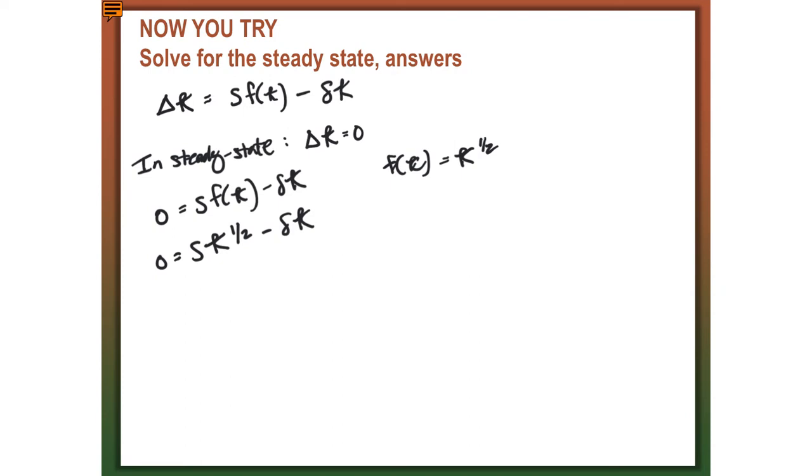So we just have to do a little bit of algebra here to solve for little k. The first thing we can do is add delta k to both sides to start the process of solving this. If we add delta k to both sides, we're left with delta k is equal to s times k to the 1/2. And I always like to have the variable I'm solving for on the left-hand side. So in this case, in order to isolate k, get k on just one side, I'm going to divide both sides by little k to the 1/2.